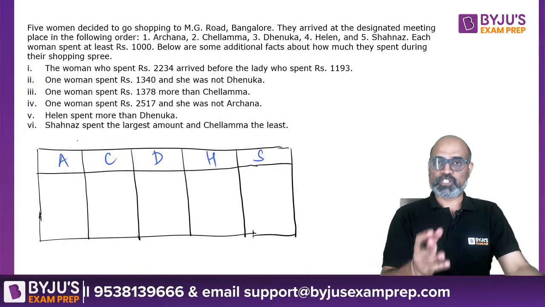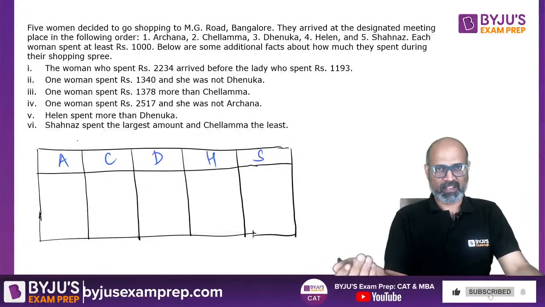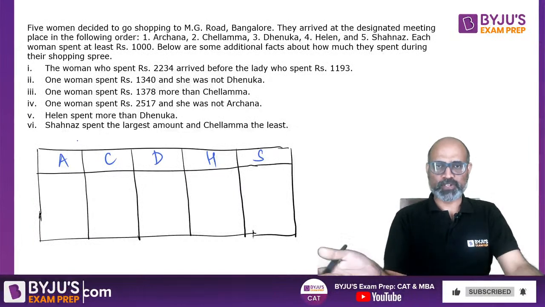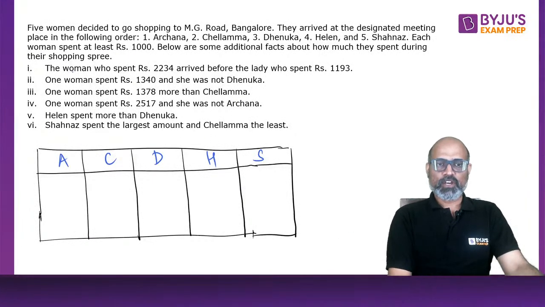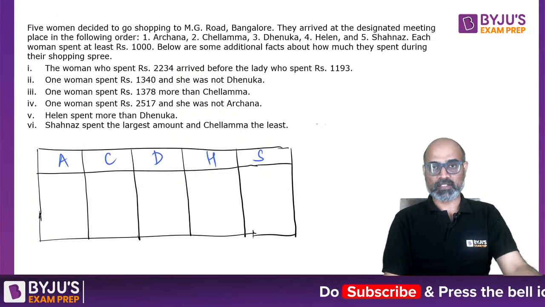Okay, these are their positions. So we don't have to write 1, 2, 3, 4, 5. It's understood. Normally in our language, we always write from left to right, unless it's Arabic or Urdu, right? So the first statement: the woman who spent rupees 2234 arrived before the lady who spent 1193.